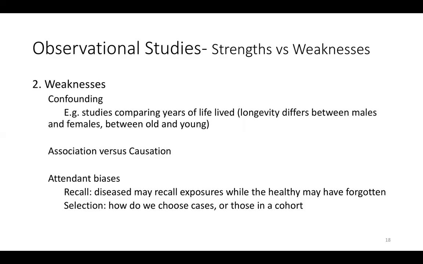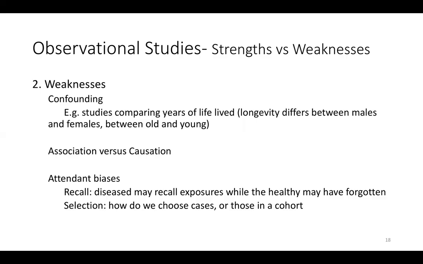Similarly, if we compare cancer death rates, if we don't control for age, of course, the group with the younger patients will live longer than those with the older patients. An 80-year-old with the same cancer would be expected to live shorter than a 60-year-old with the same cancer. These studies show association, but it is difficult to infer causation.